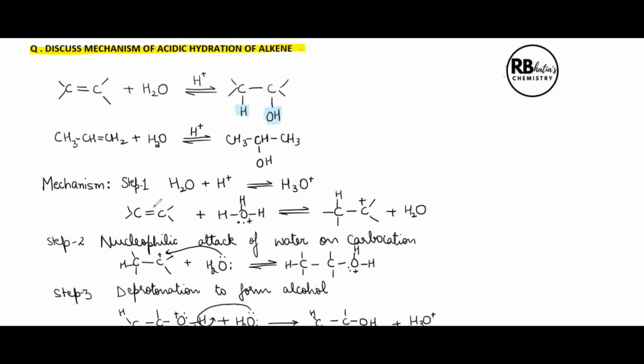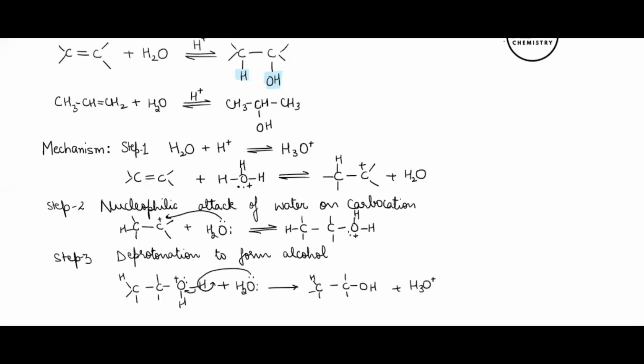Now according to what I've shown here, this electron cloud will shift here and this will take up H, and the carbocation will be formed this side. Now nucleophilic attack of water on the carbocation: water having lone pairs is a nucleophile, so it attacks this positive site and we get formation of oxonium ion, that is protonated alcohol.